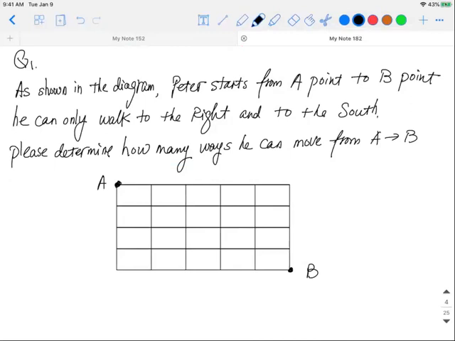He can only move to the right and to the south. It means he can go either here or here, right? However, he cannot move up or move back. He cannot move to the left or move north. All right? So with all this information provided, please determine how many ways there are for Peter to move from A to B.